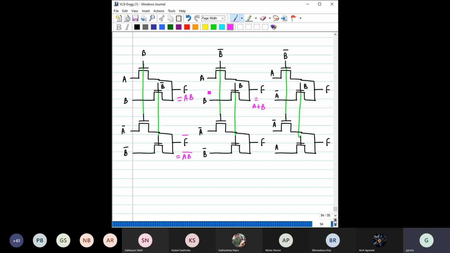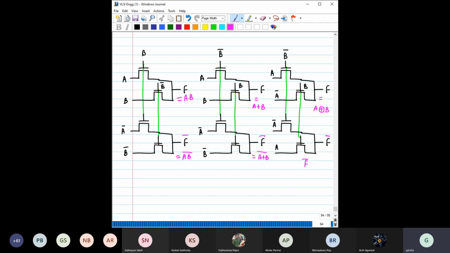Here you can just change it to A bar B bar, and with the same input you will get here A bar, which is equal to A plus B bar, right? And here this A bar, this is B bar, this is B, and here this A bar A, this is B bar B. Here you will get A XOR B, and here you will get A XOR bar. So this is basically the differential pass transistor logic.